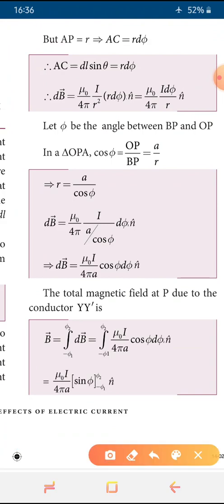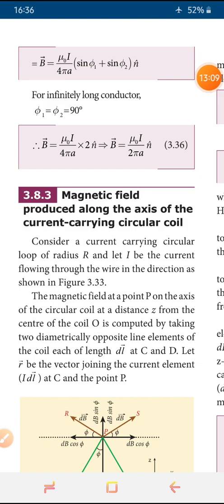So integration from minus phi 1 to phi 2 of mu naught I divided by 4 pi A cos phi d phi into n cap. This is from this equation. Then you take out the common: mu naught I divided by 4 pi A is constant for this equation. The integration of cos phi d phi will become sin phi. Then we are applying the integration limits minus phi 1 to phi 2, n cap. After substituting that, we write the equation B vector is equal to mu naught I divided by 4 pi A into sin phi 1 plus sin phi 2, n cap.